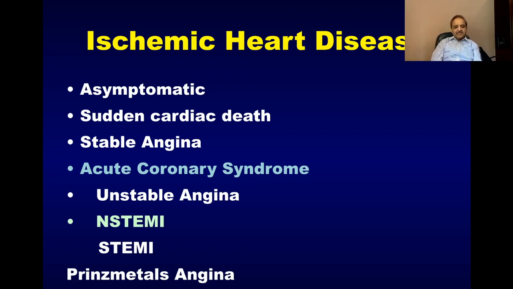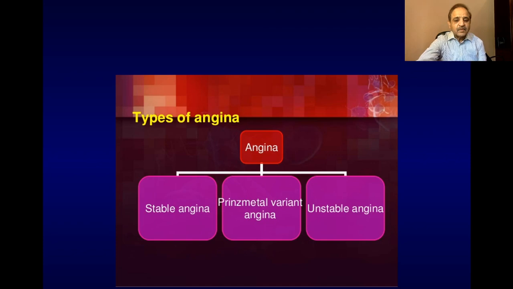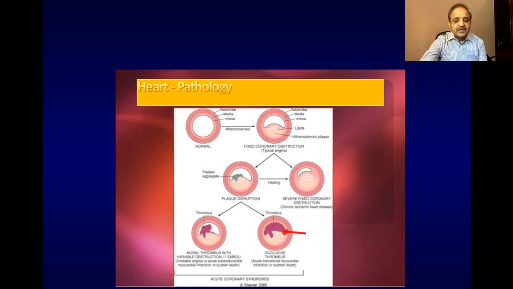And then finally, there's a condition in which there's a very small plaque in the coronary vessel, but still there is a predisposition for the coronary artery to go into spasm, and this condition is called Prinzmetal angina. So we have stable angina, Prinzmetal angina, and unstable angina. On the top left side of the picture, there is a normal coronary artery. Then there is a plaque.